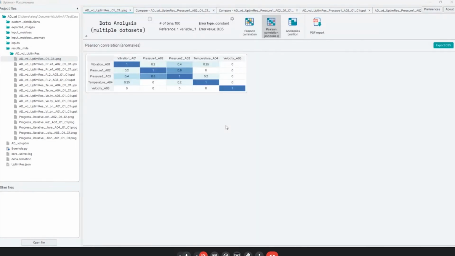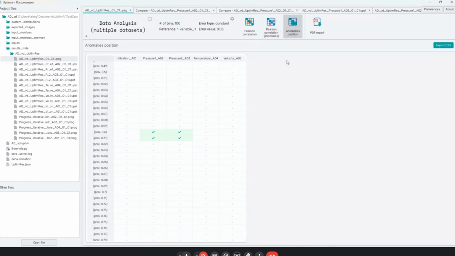Going back, we also have the Pearson correlation from anomalies, which is a table that tells the probability that the anomalies between 2 sensors are related to each other. In this case, we can see that the anomalies on velocity do not have anything to do with other anomalies happening on other sensors, which may indicate that the problems are not global. On the other hand, we have a quite large correlation of anomalies on the pressures we saw before.